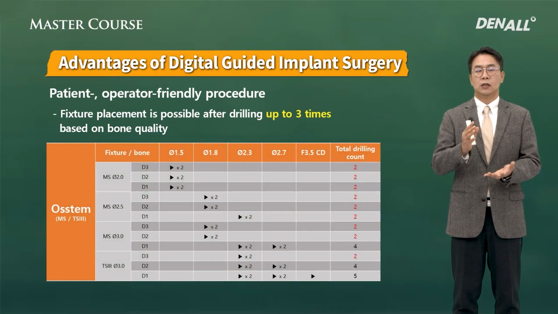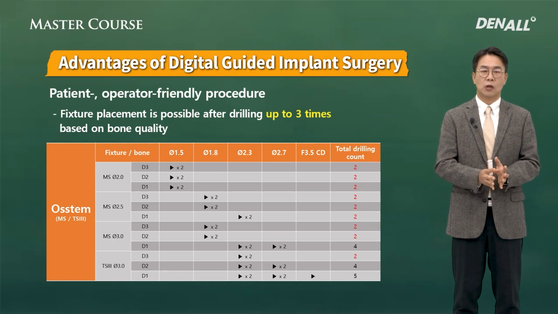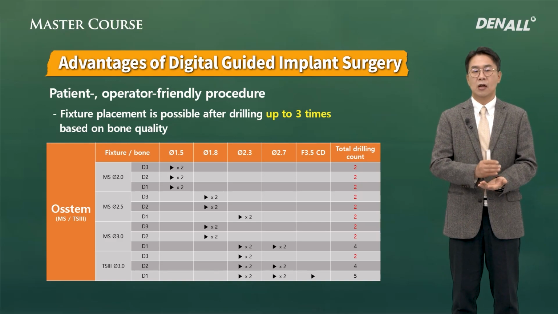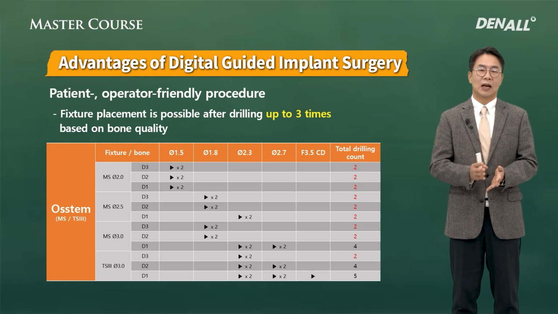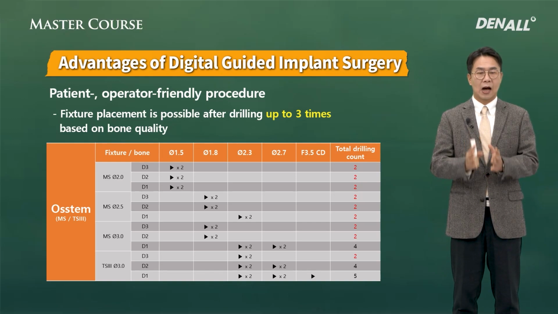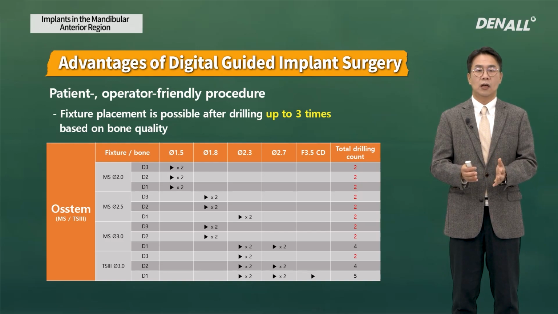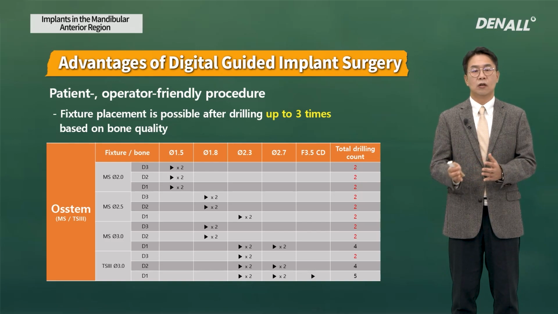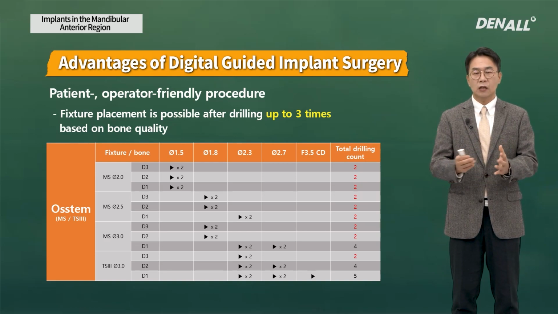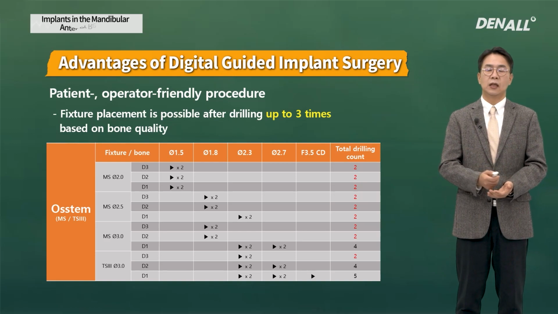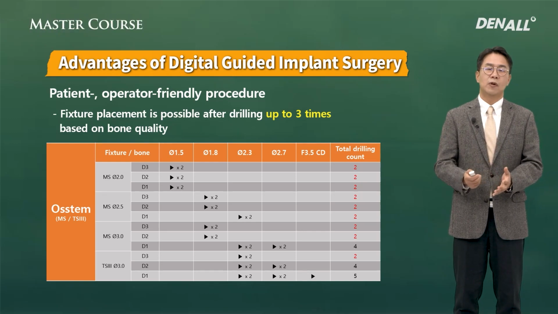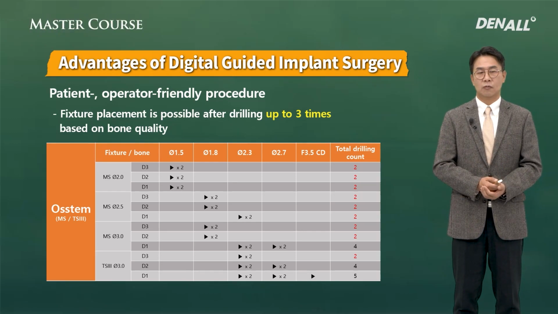Ostom has MS implants and TS implants. The small one, 3.0 diameter implants, can be applied in the mandibular anterior, and the number of drilling can be 5 at most and 2 as minimum, greatly reducing time and gives benefit to patients.